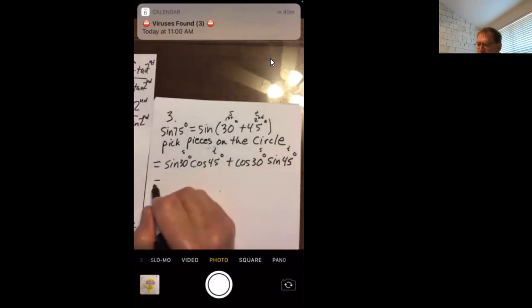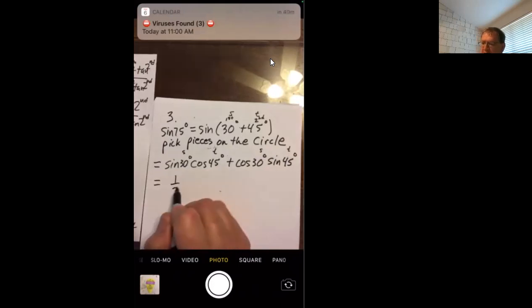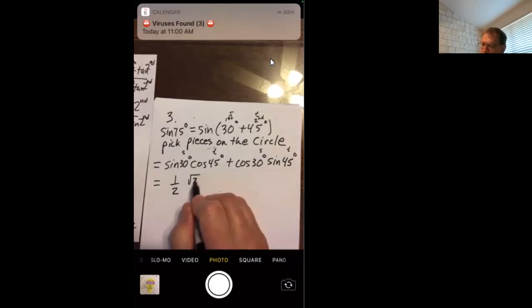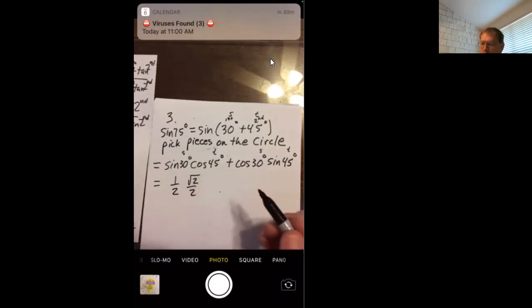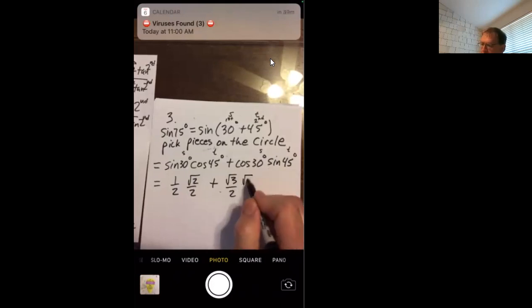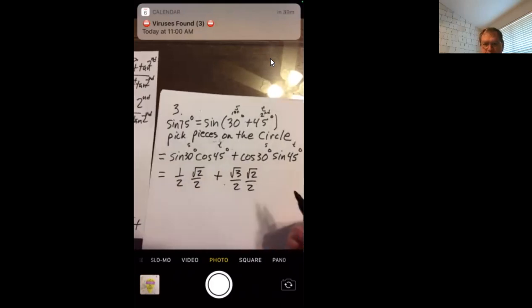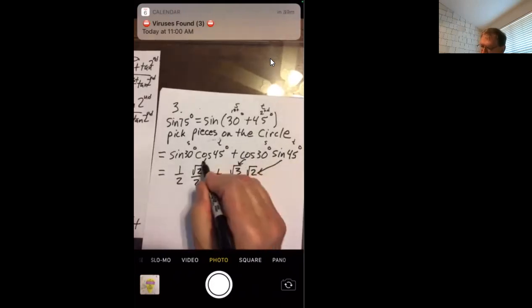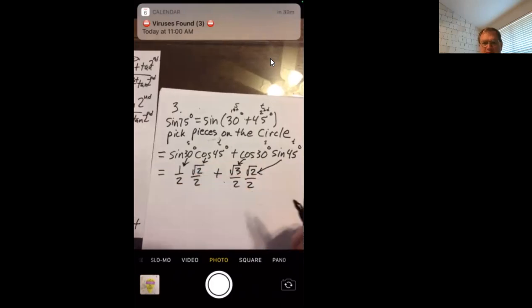And hopefully you remember off this circle, your sine of 30 degrees is a half. If you have it memorized just as well as I do. Your cosine 45 is root 2 over 2. Plus your cosine of 30 is root 3 over 2. And your sine of 45 is root 2 over 2.